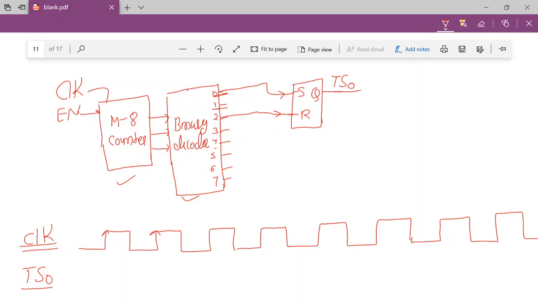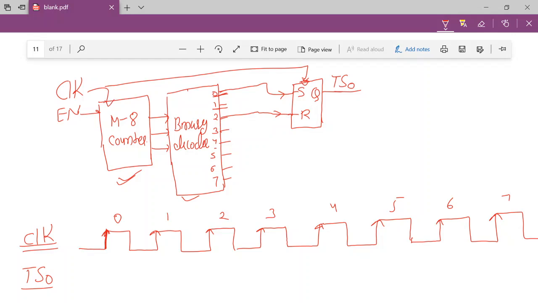I am assuming every component we are talking about is positive edge triggered, right? So your counter is also a positive edge triggered component, and your SR flip flop is also positive edge triggered. So when the zeroth cycle comes, let me denote them: 0, 1, 2, 3, 4, 5, 6, 7. At this positive edge trigger, what will happen? Okay, we can apply the same clock signal to the SR flip flop as well.